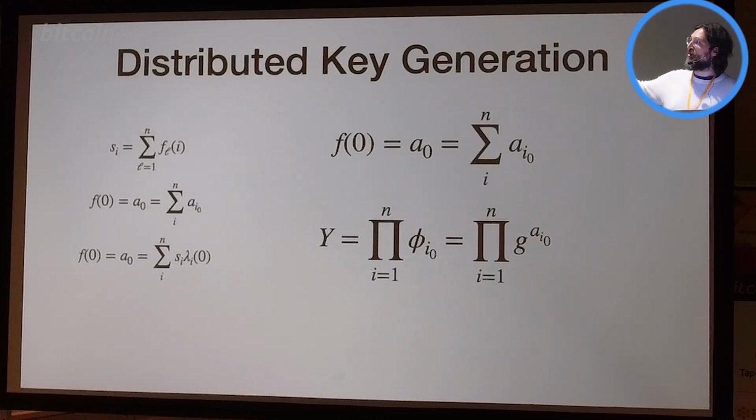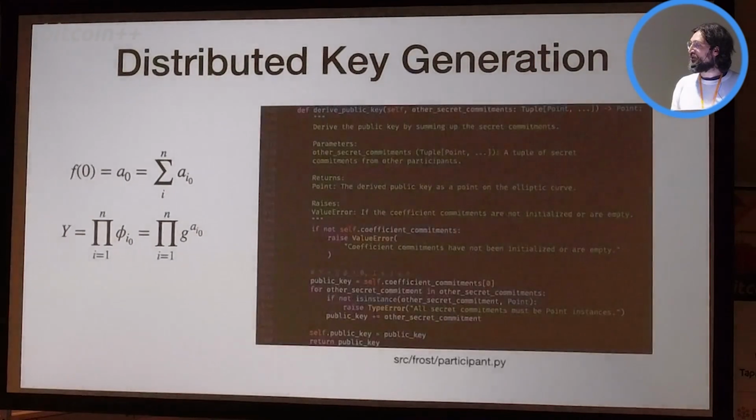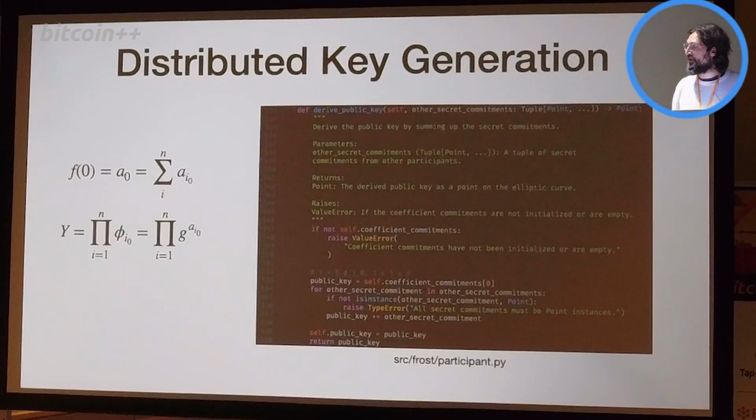These things are just paralleling each other. The private key is the sum of all the first coefficients. Therefore, the public key is the sum of all the committed first coefficients. So in code, to derive the public key, we take each of the coefficient commitments for the first term, and we add them all together, and we get our public key.